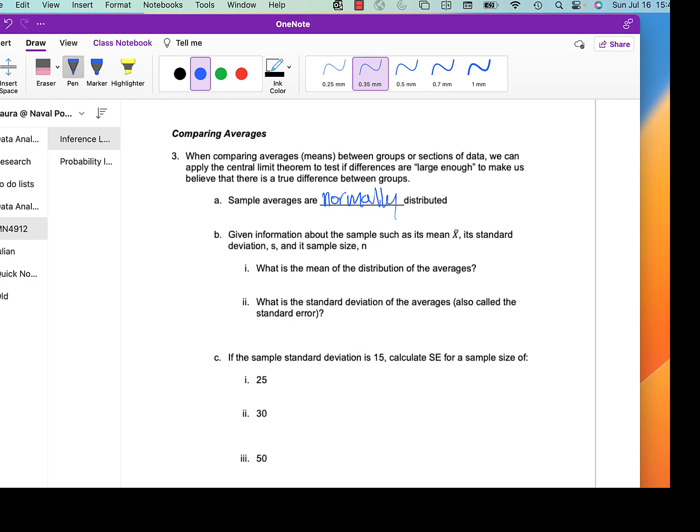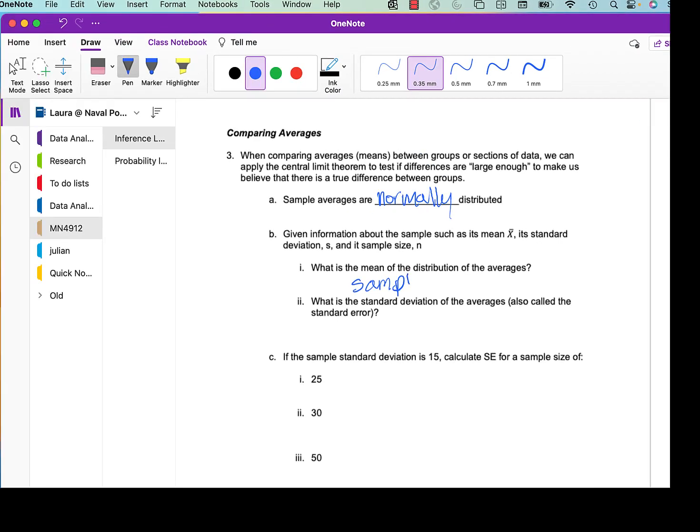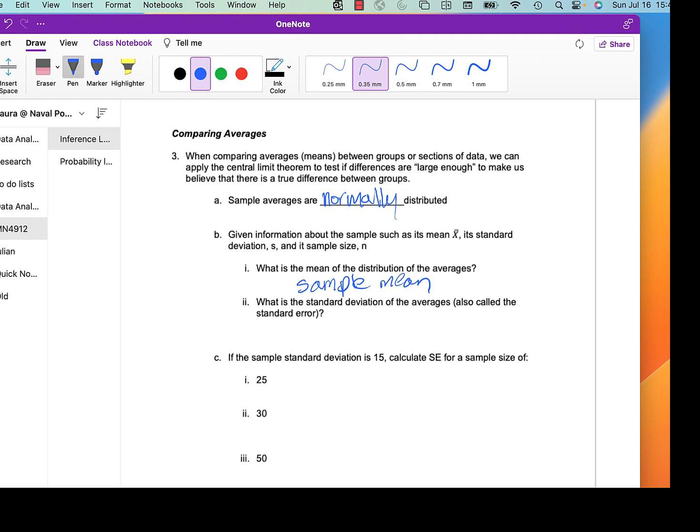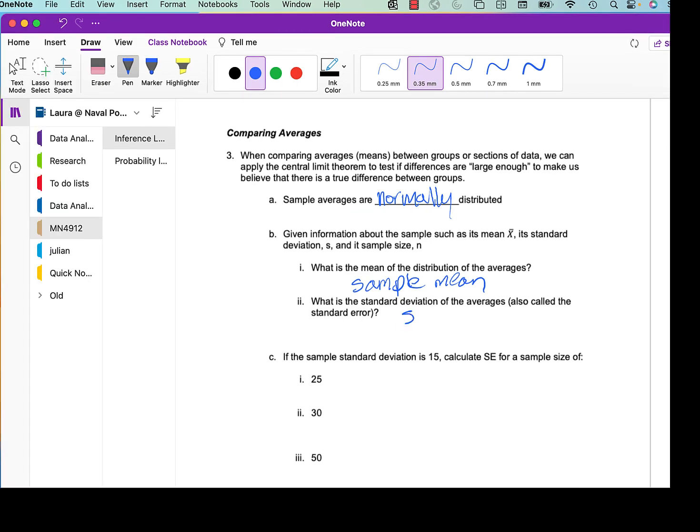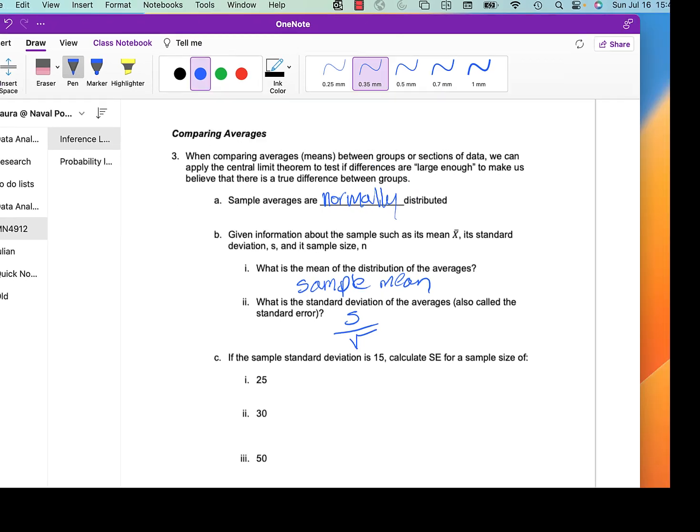Given information about the sample, such as its mean, its standard deviation, and its sample size, n, what is the mean of the distribution of the averages? We tend to assume we don't know anything else, so we assume that it's going to be the mean of the sample. Right? In the absence of better information, that's all we can do. The standard deviation of the averages, we're going to take the standard deviation S and divide it by the square root of n.